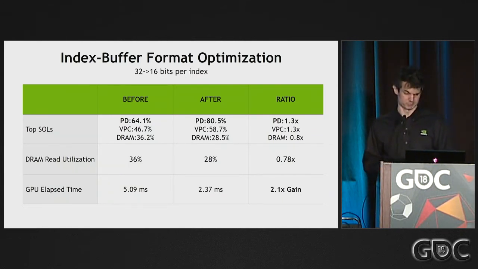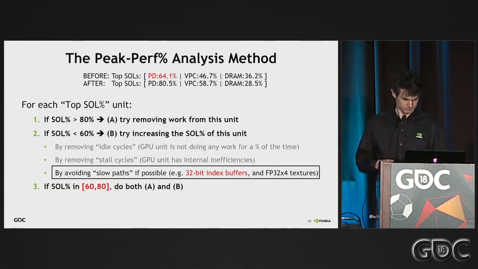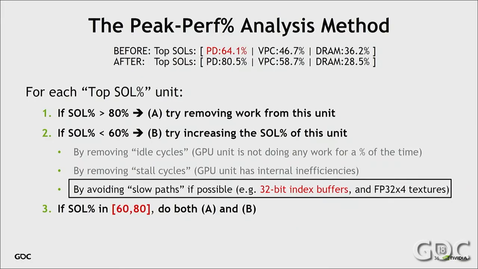The top SOL got up to 80%, and the DRAM utilization got down, which makes sense because there are fewer bytes being transferred from the video memory to the primitive distributor, which does the index buffer fetch. The GPU time got a 2.1x gain. So this shows you that by avoiding the slow path, the index buffer fetches for 32-bit are a slow path, and making them 16-bit, you can get a big gain. And in terms of the method, we just found the top SOL was the primitive distributor, it was low SOL, and we found that it was using a slow path.